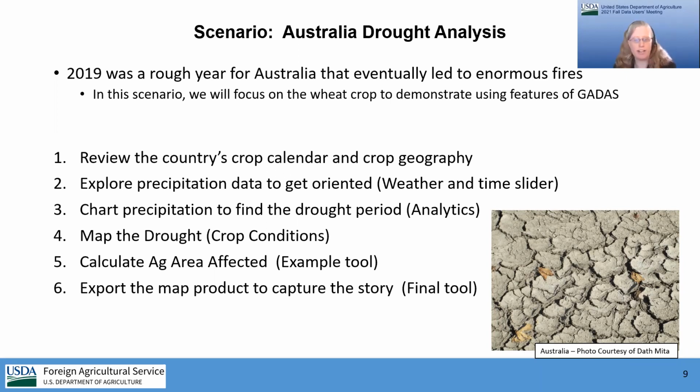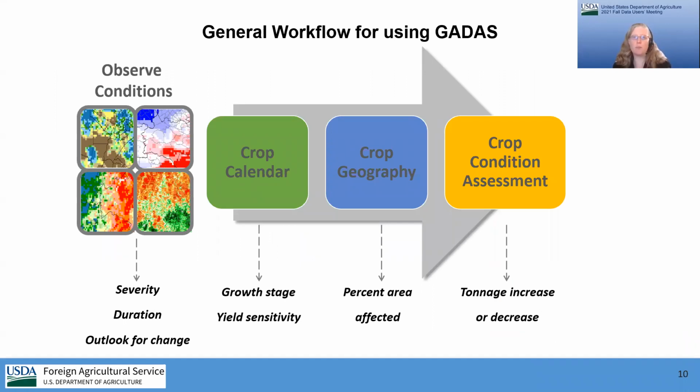And this is the main tool out of all of our tools on GADAS. This is the main tool I'm going to demonstrate. And then sixth, we'll export the map product to capture the story. I sneak in a couple more tools in this last step for you because I want to show as much as I can. So in general, going through this workflow, what we're talking about is how you can use GADAS to observe conditions, keeping in mind information about the crop calendar and crop geography. And therefore, an analyst could use all that different data together to perform crop condition assessments.